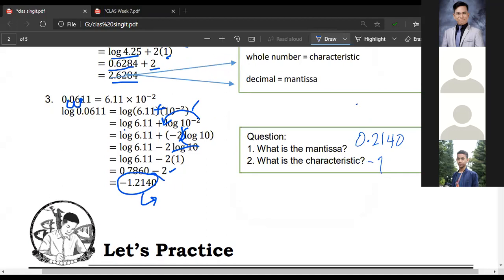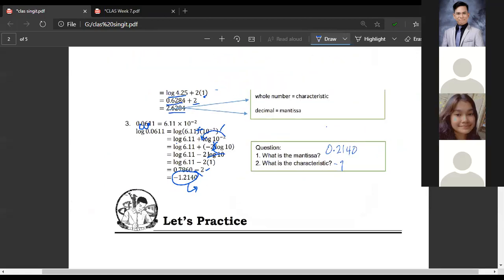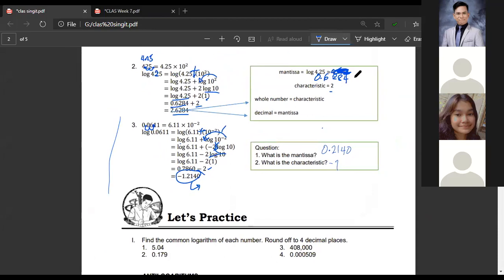Okay, sige, question. Sir, hindi po negative yung mantisa sa number 3 po. Yeah, kasi actually hindi tayo pwede magkaroon ng negative na mantisa. So anong gagawin natin is to put the negative doon sa ating characteristic. Okay po, sir. Thank you po. Okay.